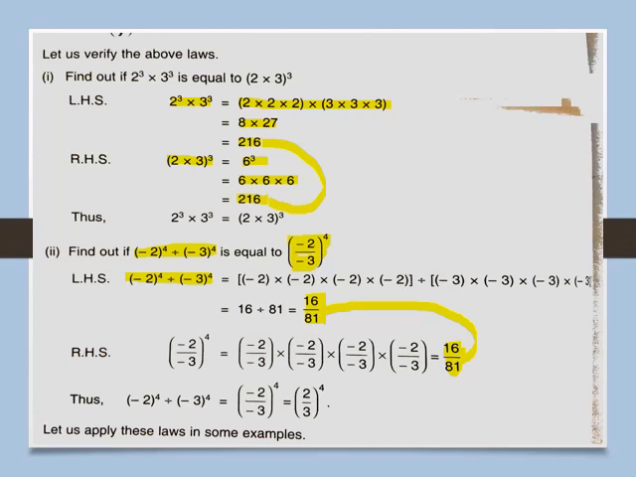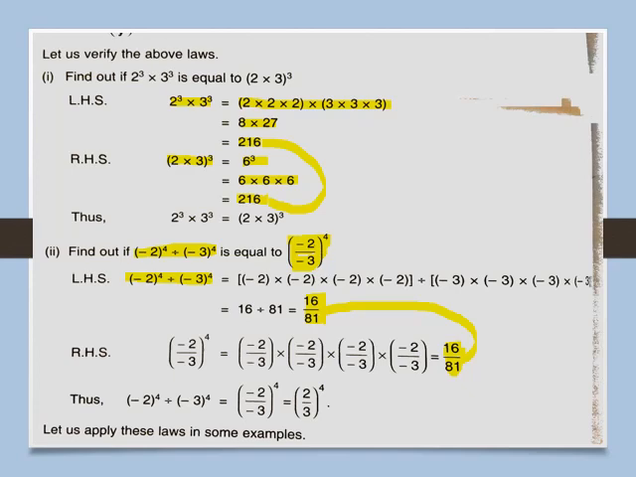Now take the RHS. The RHS is 2 into 3 raised to the power 3. That means 6 raised to 3. 6 raised to 3 means 6 cube, and that equals 216. So in both cases, whether you solve it by the long way or you use the simple law, you can see both the answers are equal. So instead of solving, we can use the law. Now see the law for the division, that is 7th law.